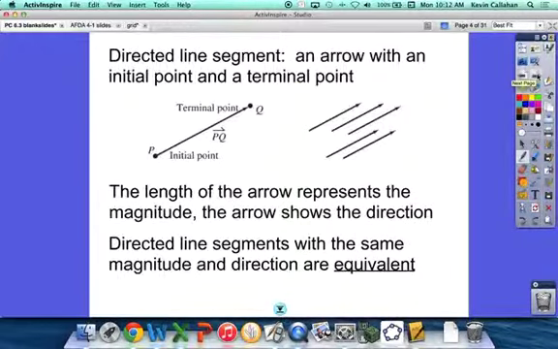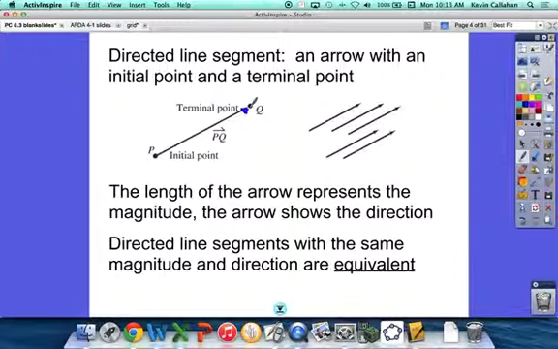Most of this talk about directed line segments is really just to set up what we mean by vectors. After this first part of the first section, we don't really talk about directed line segments so much anymore. We talk about vectors. But a directed line segment is a line segment that has a direction, meaning it's going to have an arrow on it. So you can see it starts at P and it goes to Q, and there's an arrow on this end. That's what makes it directed. And it has an initial point, and it has a terminal point.